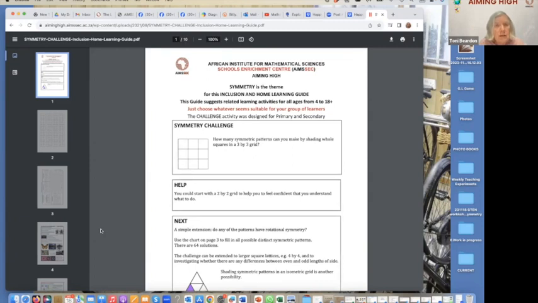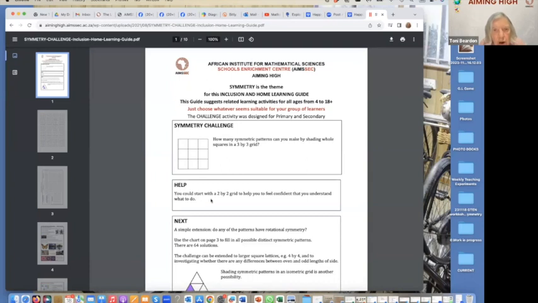And this is the learning pack for Symmetry Challenge. Here is the basic, simple question: how many symmetric patterns can you make by shading whole squares in a 3x3 grid? Deceptively simple. And then every learning pack has a worksheet. This is called the worksheet, and it says there's some help here for learners who struggle.